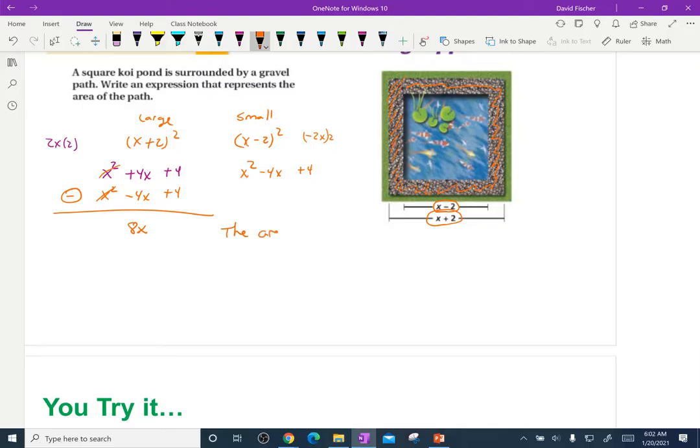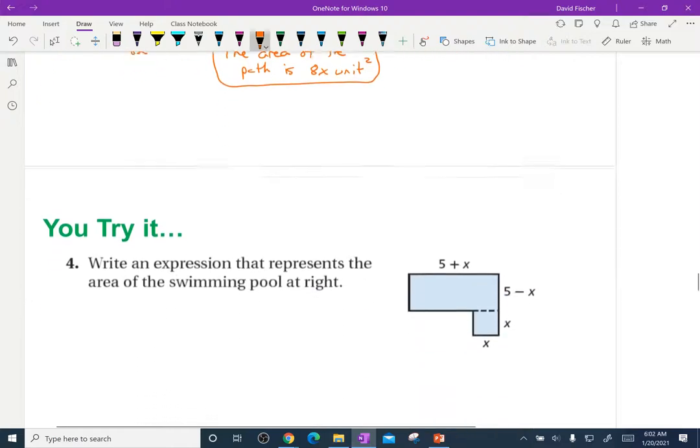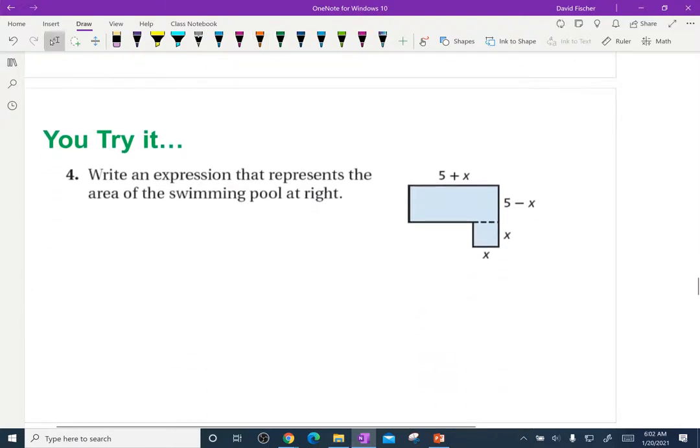The area of the path is 8x. Do we have any units? I don't see any in the problem, and I don't see any in the words. So I'm just going to write the word units. It is an area problem, so I need square. 8x square units.